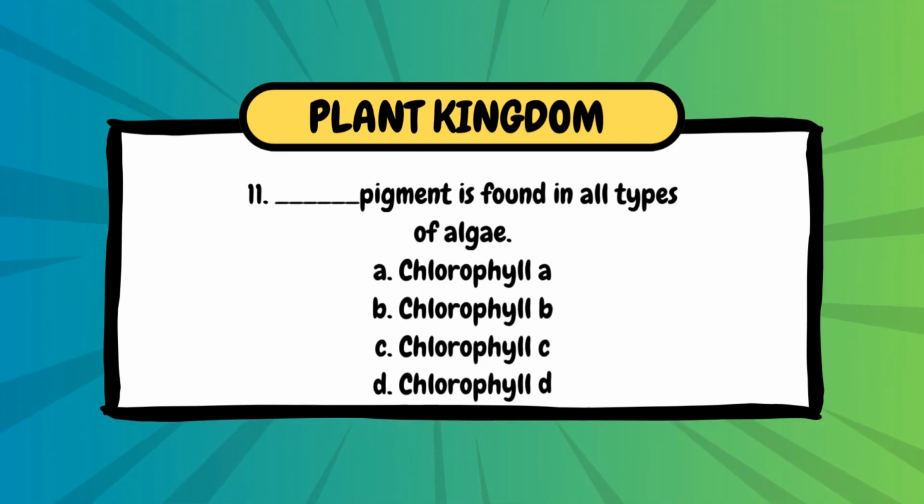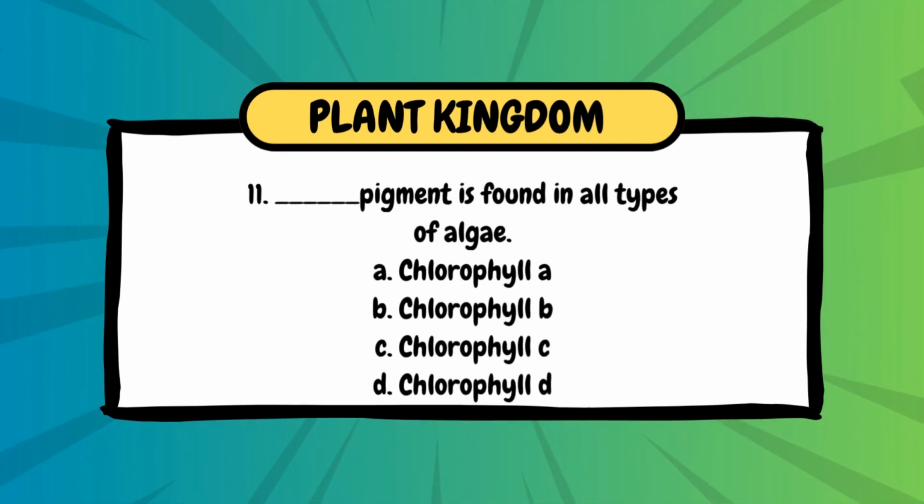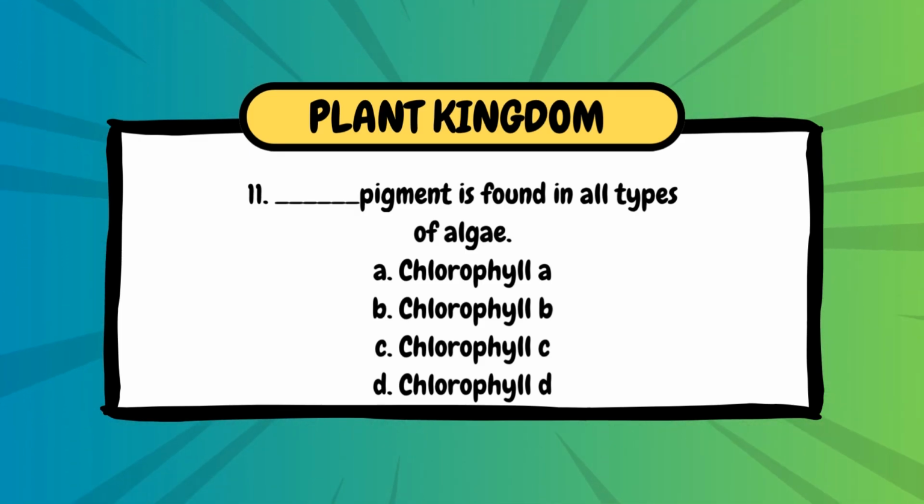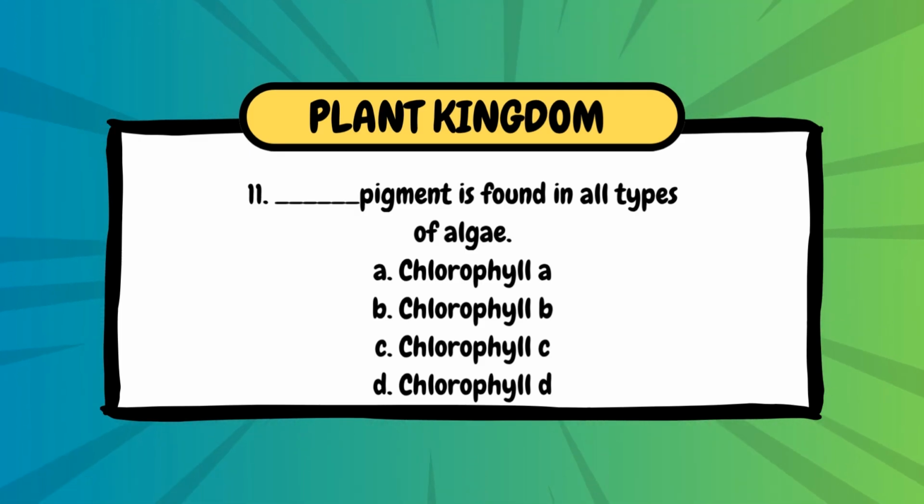11. Dash pigment is found in all types of algae. A. Chlorophyll a. B. Chlorophyll b. C. Chlorophyll c. D. Chlorophyll d.